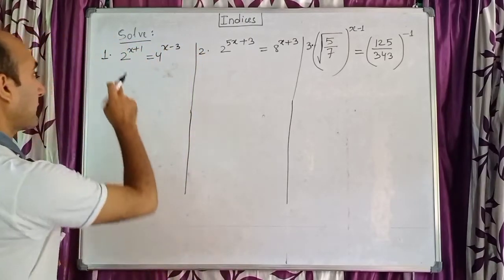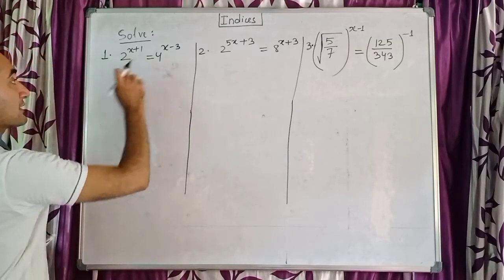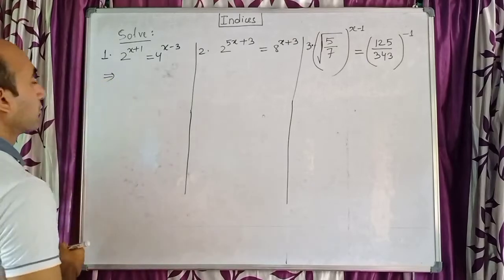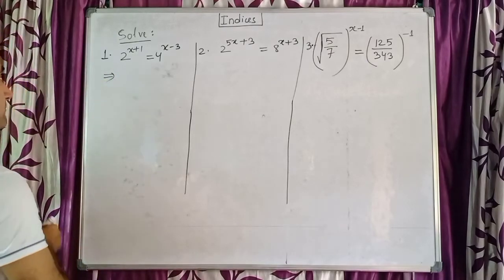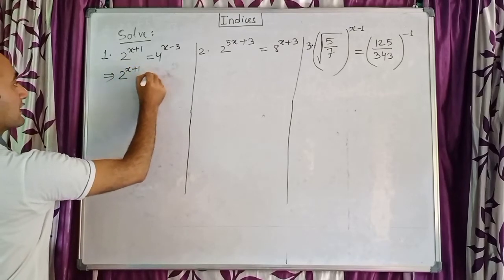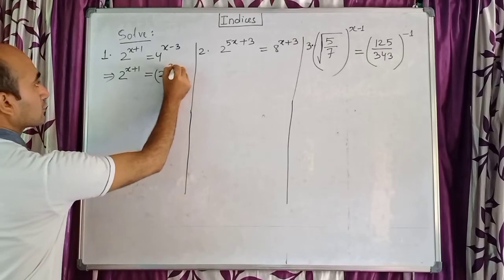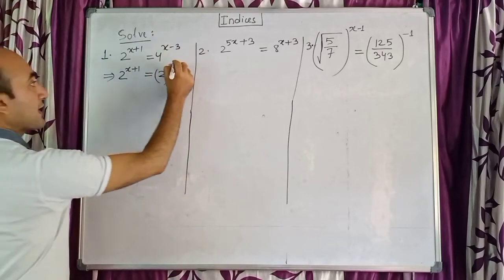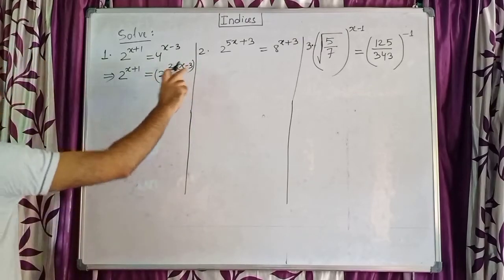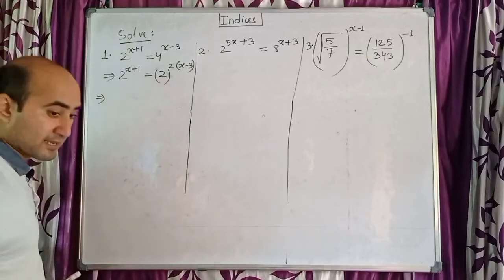So that way, here I have 2 and here also I will get 2. So I will make this 4 as 2 square. That means my target is to make both the base same. So let 2 be the same, and for the power, 4 you can write as 2 square, and already here we have x minus 3 in the power. So now both the base are same.